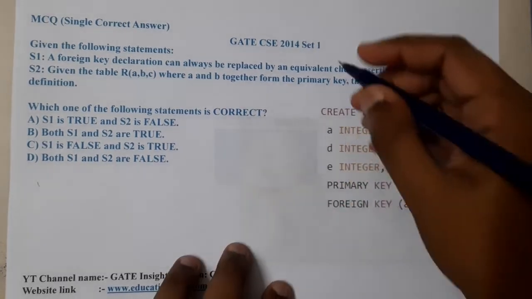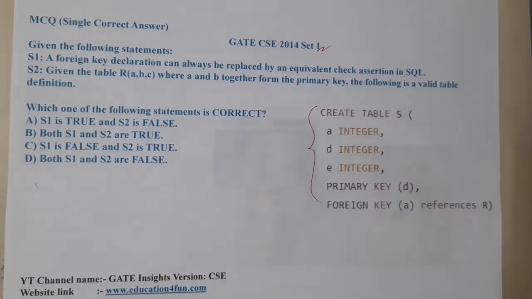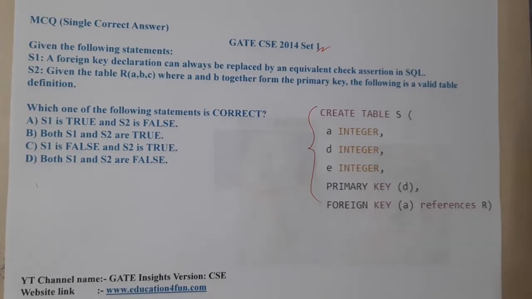So this question belongs to GATE CSE 2014 set 1. The given question is: which of the following statements is correct? They gave two statements and a block of code. Create a table where A is an integer, D is an integer, E is an integer. Among these three, D is the primary key, and A is the foreign key referring to R. So basically, R is another table. Now let us continue.